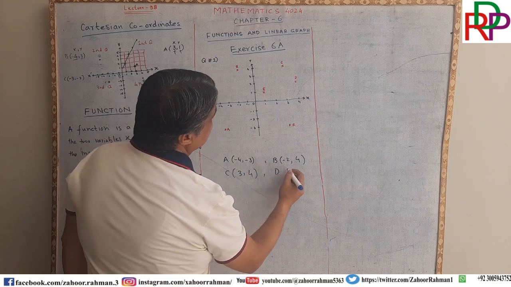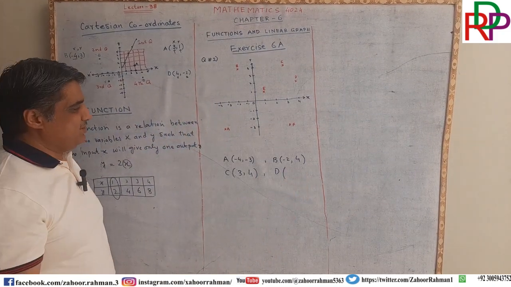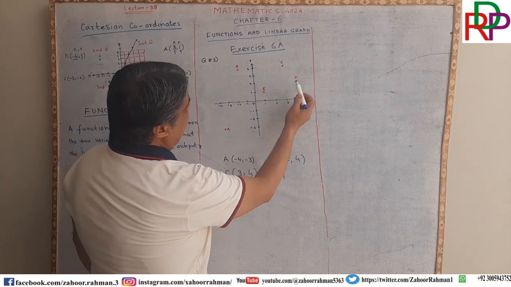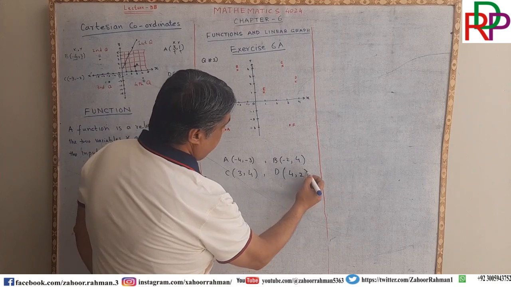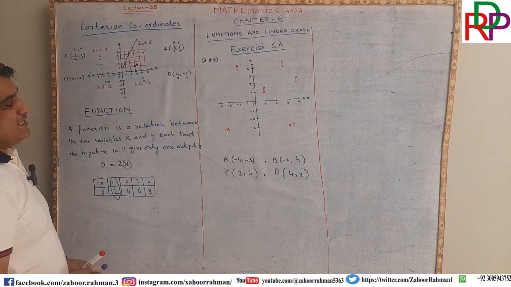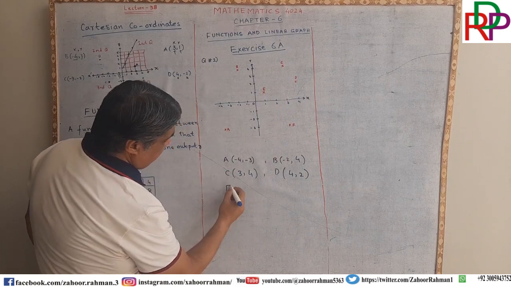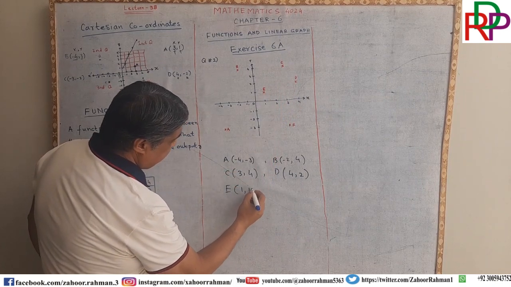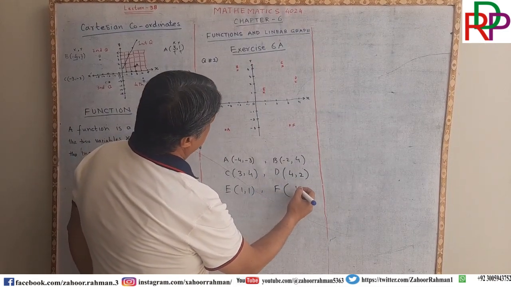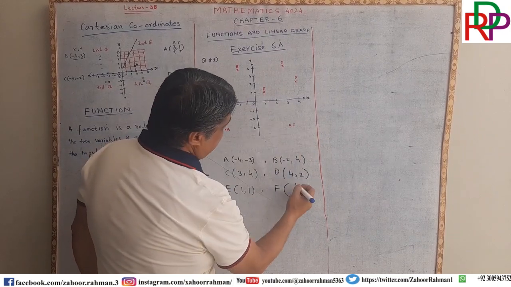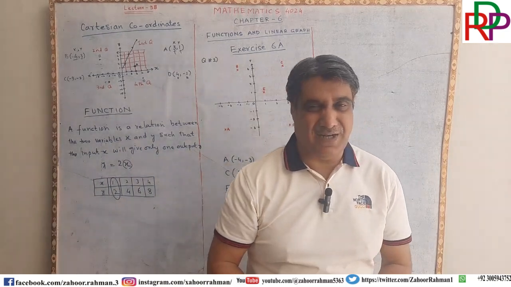Now D is... Yes, the coordinates of D are 4 and 2. Similarly, the coordinates of E are 1 and 1. And F is 3 and -3.